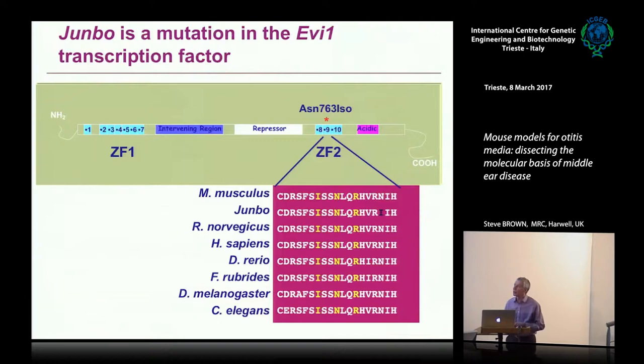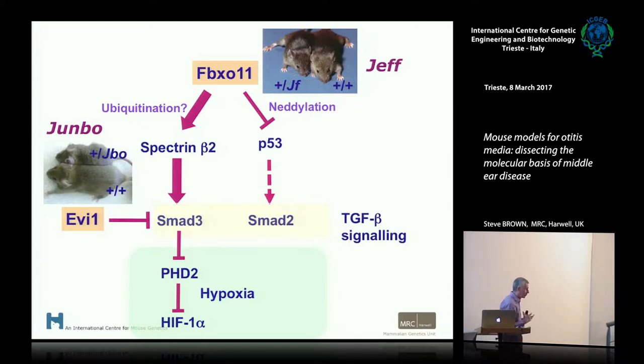And this turns out to be a mutation in quite a well-known transcription factor called EVI1. It's an asparagine to isoleucine change in the second zinc finger region of this transcription factor that's involved with DNA binding, and it alters this highly conserved amino acid in the protein. So I'm going to summarize quite a lot of work here by saying that both of these mutations, when we found them, piqued our interest enormously because they both feed into the same signaling pathway.